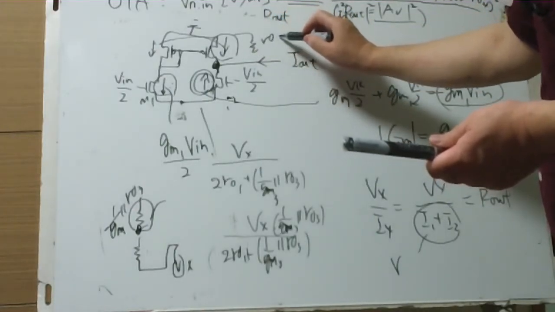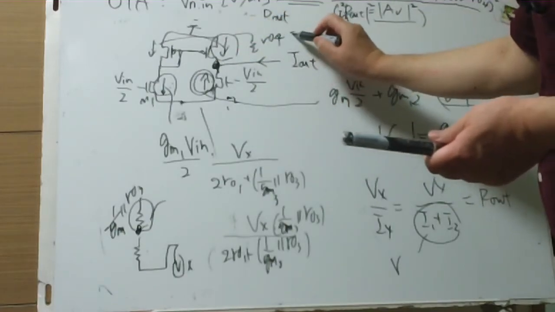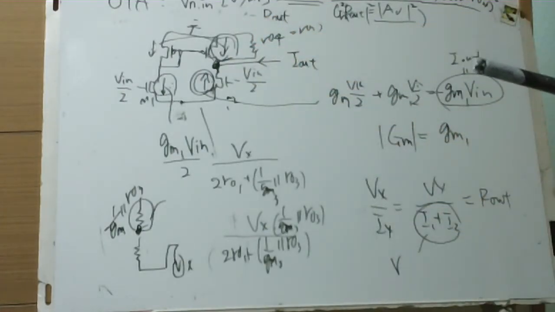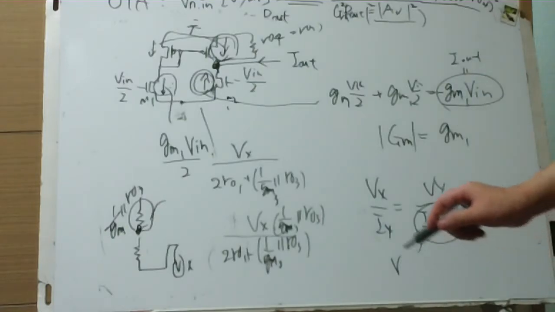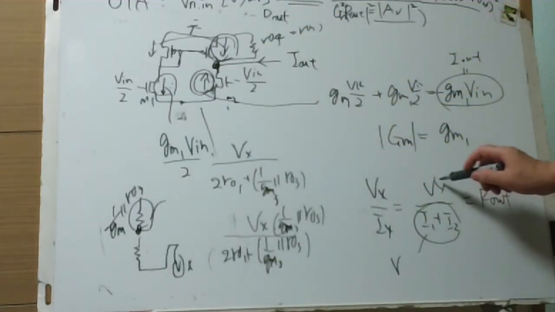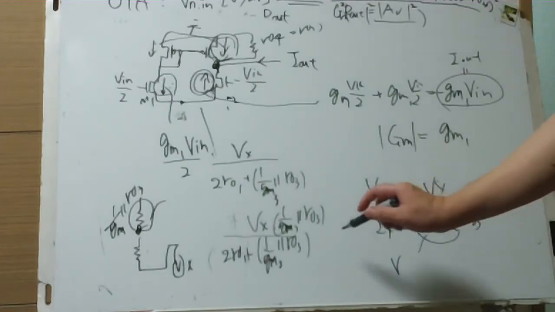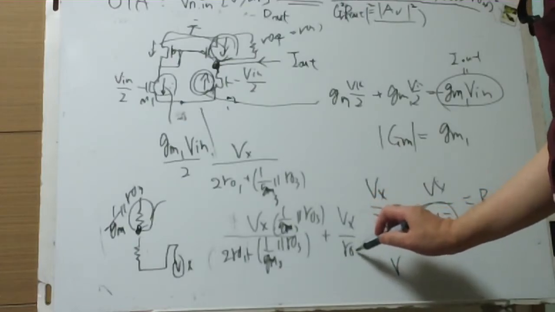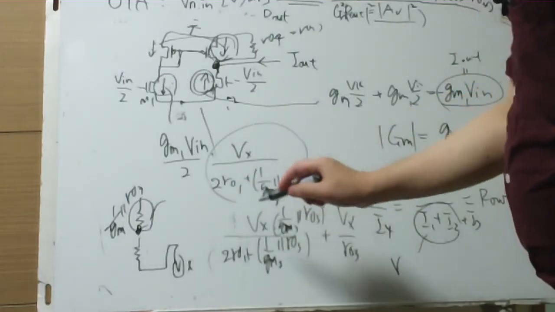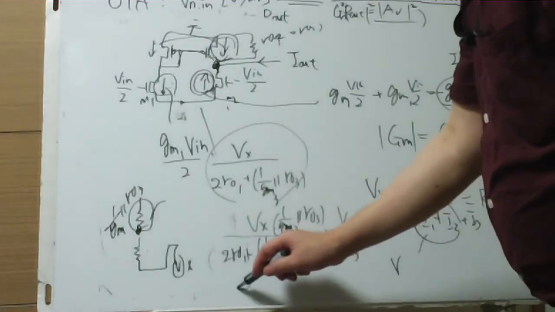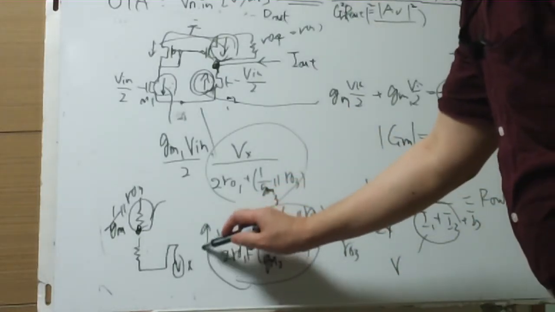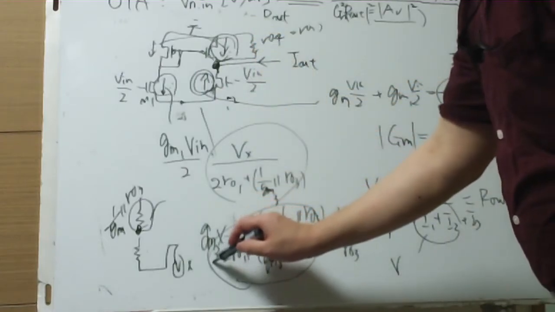Here RO4 equal RO3, RO4 in parallel, and this current, here's another one more current, I3 equal plus Vx over RO4 equal RO3, and this current and this current plus this resistance, gate resistance times GM4 equal GM3.